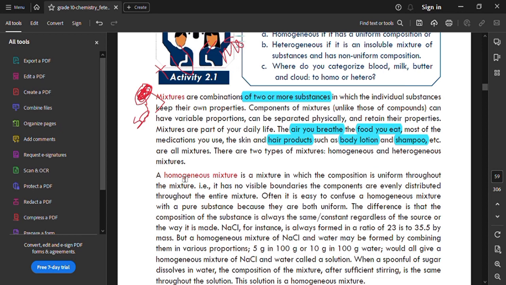Homo means the same mixture or uniform composition. So a homogeneous mixture is a mixture in which the composition is uniform throughout the mixture. Homogeneous means when the mixture is uniform.